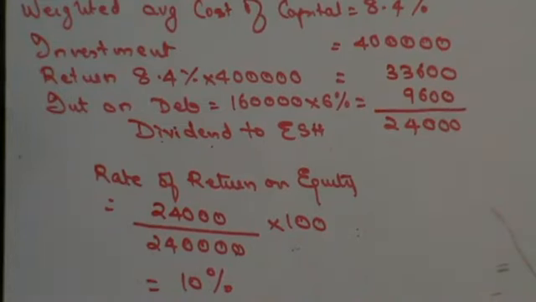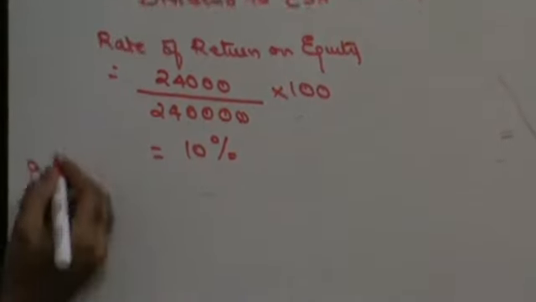So they've asked you how much will the shareholder earn? The shareholder will earn 10%. Fine, do we get this? This is that sum. Next, let's move on to the next sum. This finishes that sum.